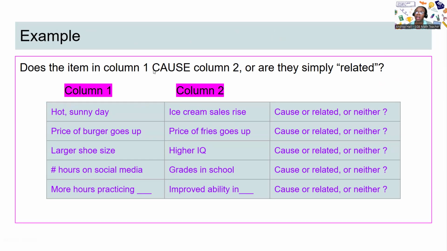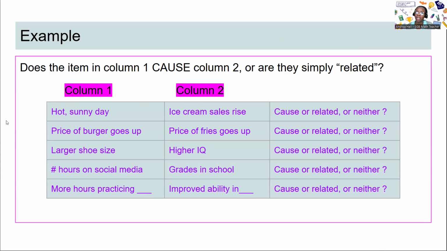Does the item in column one cause column two, or are they simply related, or neither? So let's go ahead and take a look at this some more. Hot sunny day, ice cream sales rise. They're related, but it does not cause. Go ahead and take a look at all of these. You can actually pause the video right here and see if you can answer this.